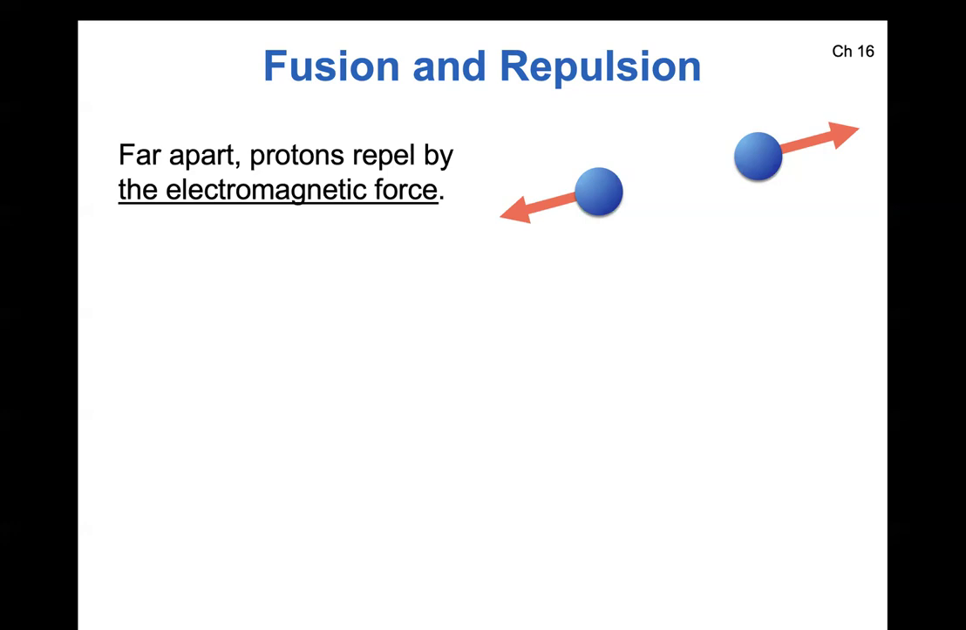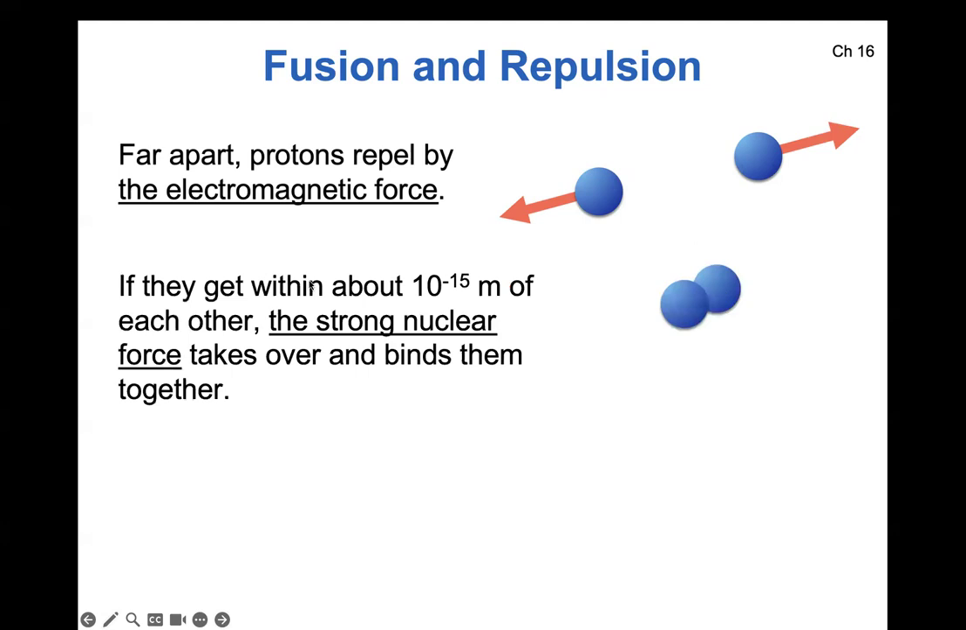Well, far apart, protons will repel each other. That's because of the electromagnetic force. Okay, so under most conditions, two protons will not crash into each other because the electromagnetic force means that their repulsion will just not allow them to get that close.